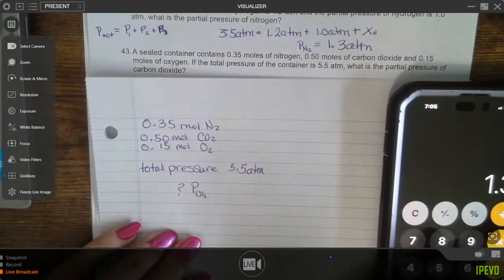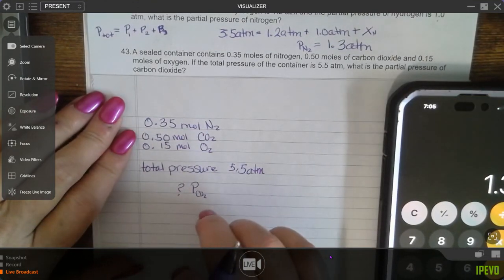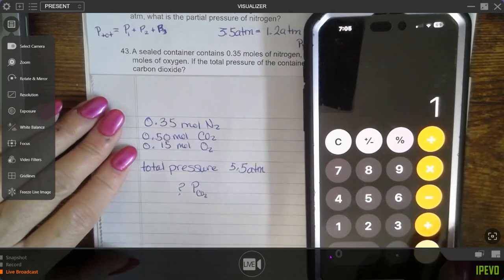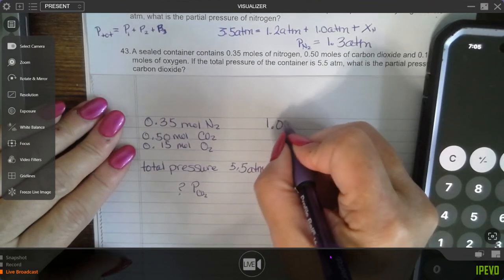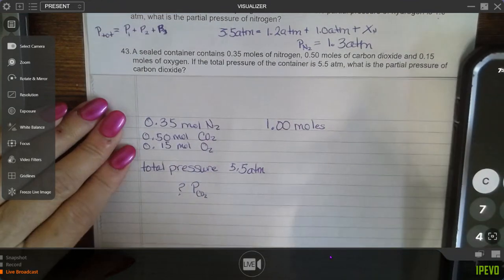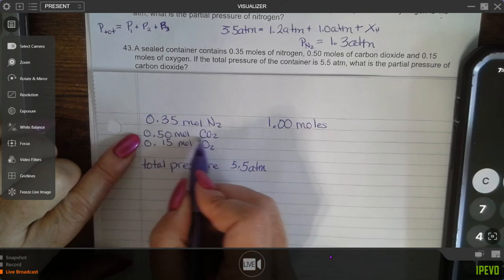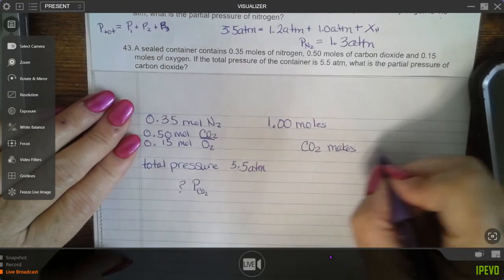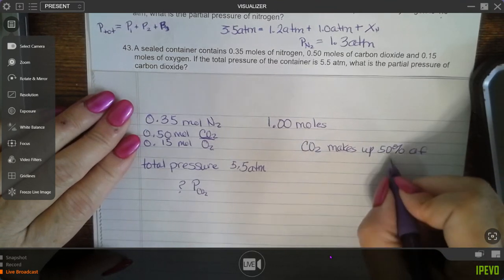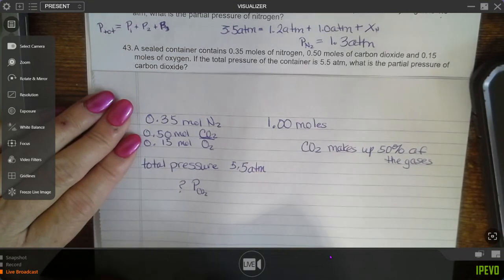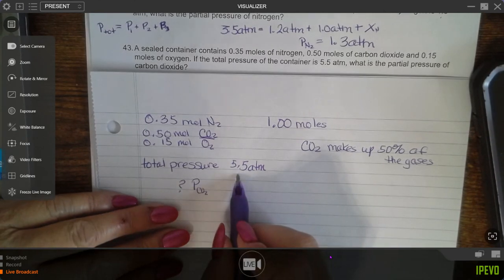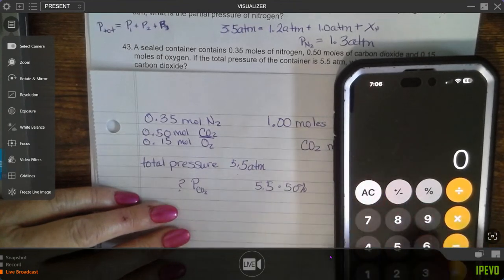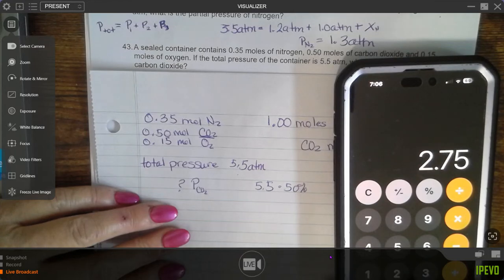So here's what you've got to do. You're going to add these up and you're going to look at what percentage each substance takes. Okay, so I'm going to add up all of the moles. So 0.35 plus 0.5 plus 0.15. Okay, so that comes to exactly, I'm going to do 1.00 moles. Okay, now if we think about this, CO2 is 0.5. So CO2 makes up 50% of the gases. What that means is the pressure would be 50% of the total. So if I just do 5.5 times 50%, that is 2.75.